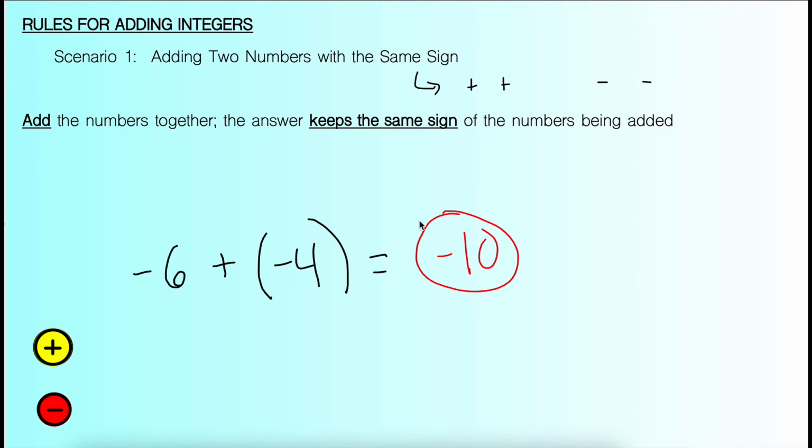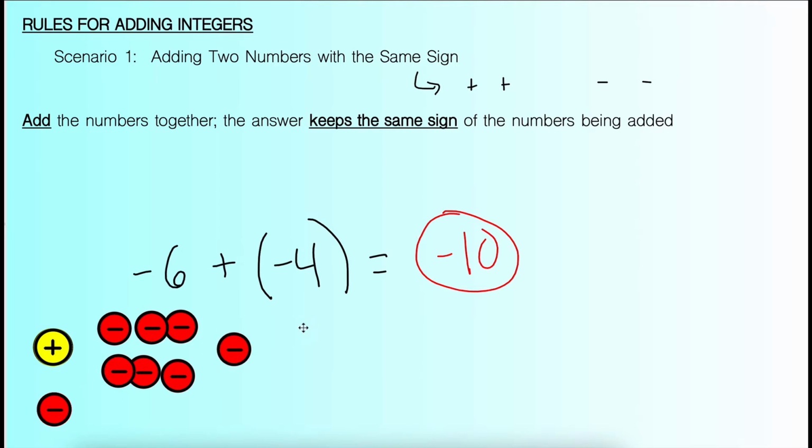So I want to help you see why that is. The best way to do that for me is just use these little integer chips down here. I'm adding 6, so 1, 2, 3, 4, 5, 6. I'm adding 6 negative things together with 4 more of the same type. In total, I got 1, 2, 3, 4, 5, 6, 7, 8, 9, 10. 10 red negative integer chips. -6 plus -4 is -10.